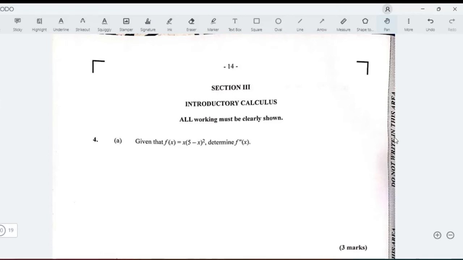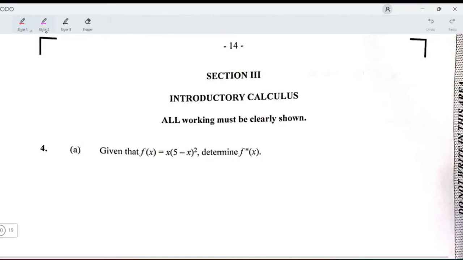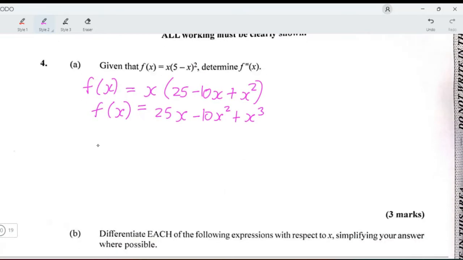Question 4, we move on to calculus. So section 3. It says, given that f of x is x times (5 minus x) all squared, determine f double prime. Now the first thing I realize is I'm not going to be using product rule. I can just, first, simplify f of x. This is x times first term squared, twice the product of the two, second term squared. So expanding, that's now 25x minus 10x squared plus x cubed. That's f of x.